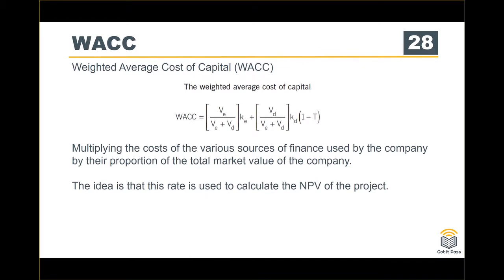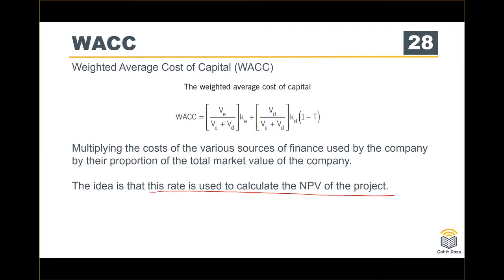Okay, why WACC is important? Because the WACC is an idea that this rate is used to calculate the NPV of the project. So why WACC is adopted? Because it is important to use the WACC to work on the NPV of the project.